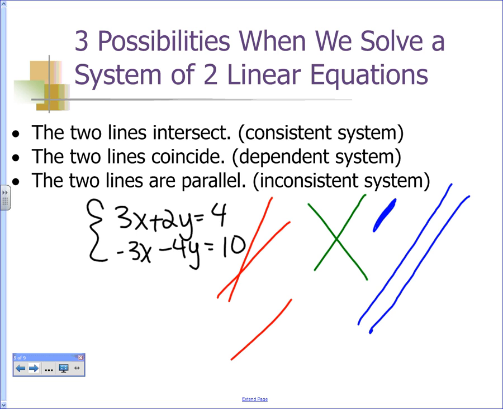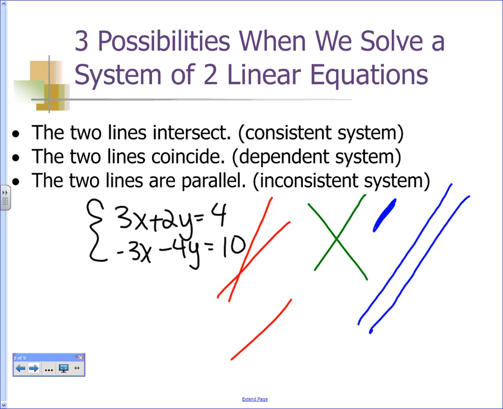So if they intersect, they're called consistent. You have to learn that term. If they coincide, they're dependent. And if they're parallel, they're inconsistent. You have to be able to know those three terms because it'll ask you, what is this system of equations? Is it consistent, dependent, or inconsistent? You have to know the difference.